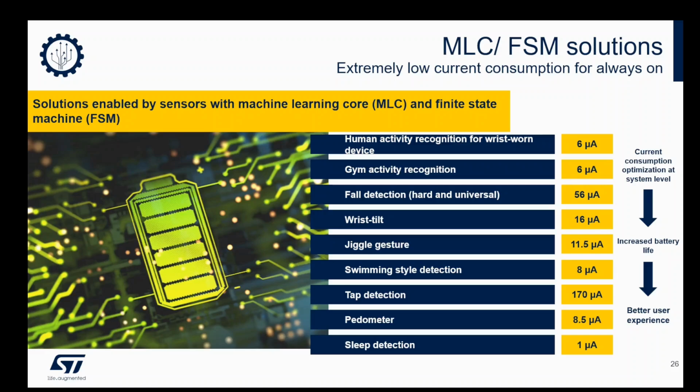Sleep detection, 1 microamp of current consumption. So 8 hours of sleep, MCU does not need to do anything. In the smartwatch, sensor is doing all of this for 1 microamp of current consumption. So the main idea here is, this approach allows you current consumption optimization at the system level. So increased battery life.